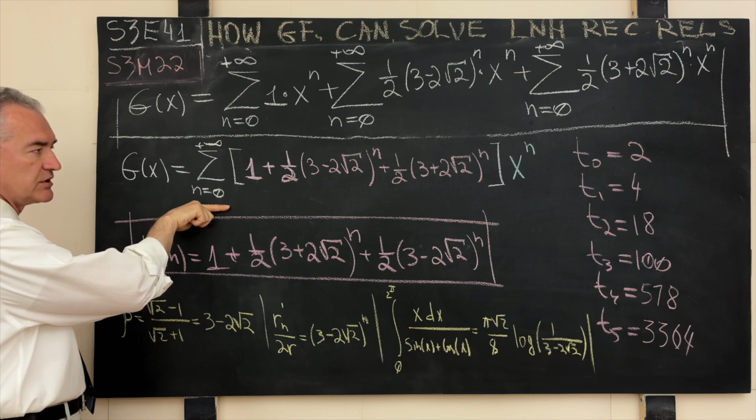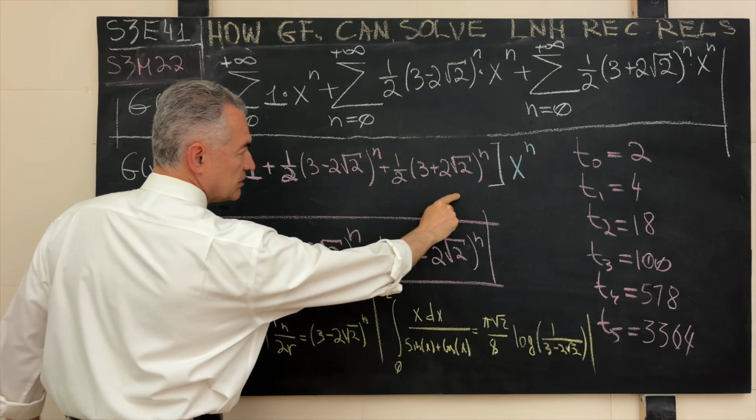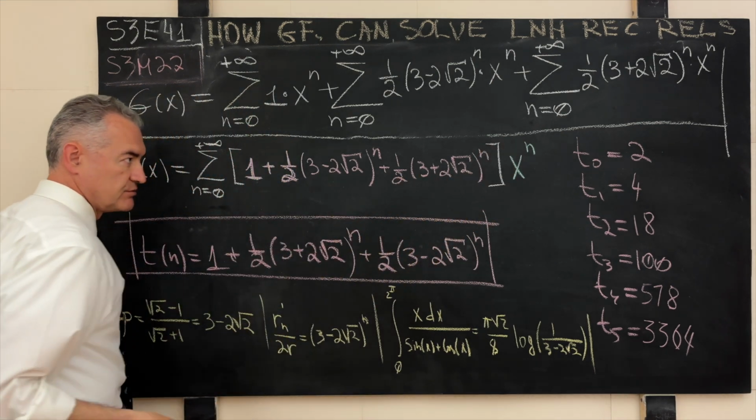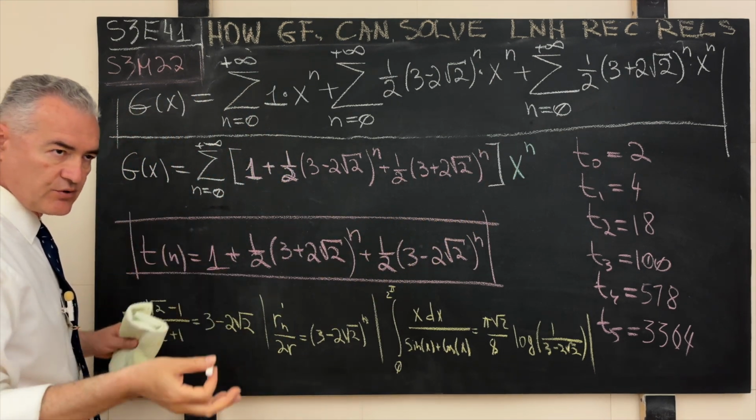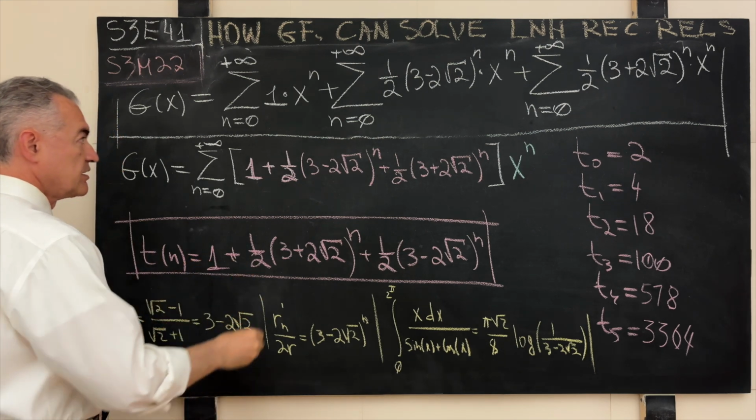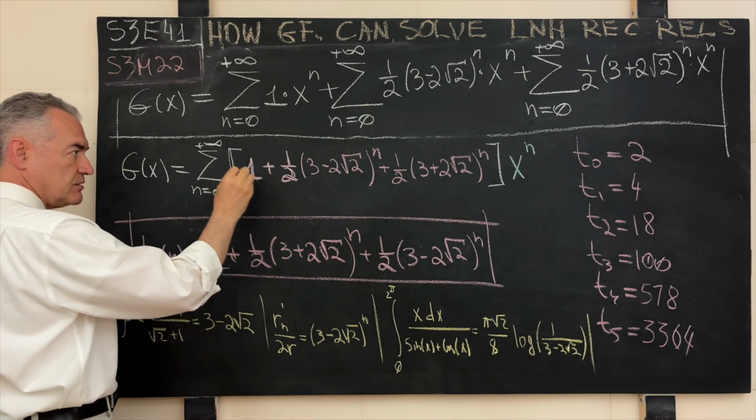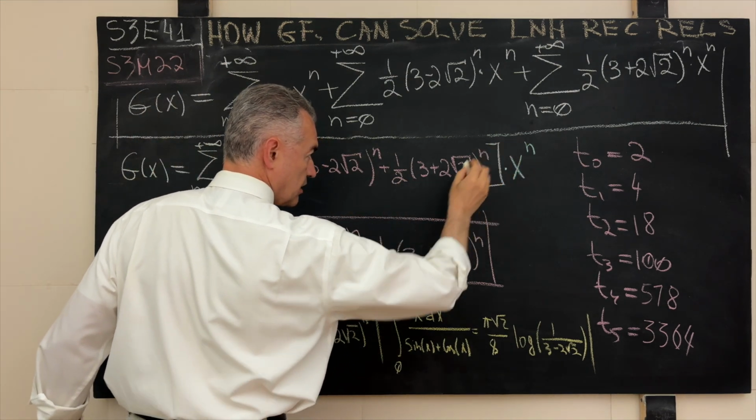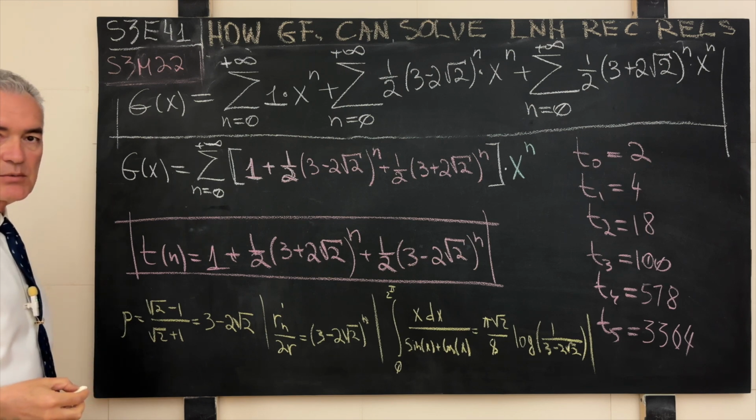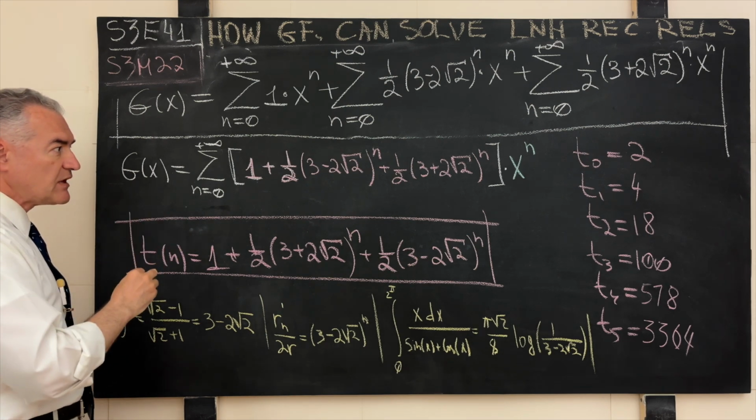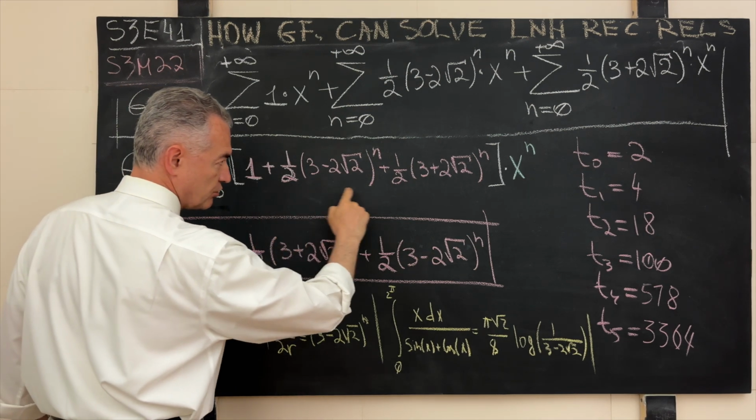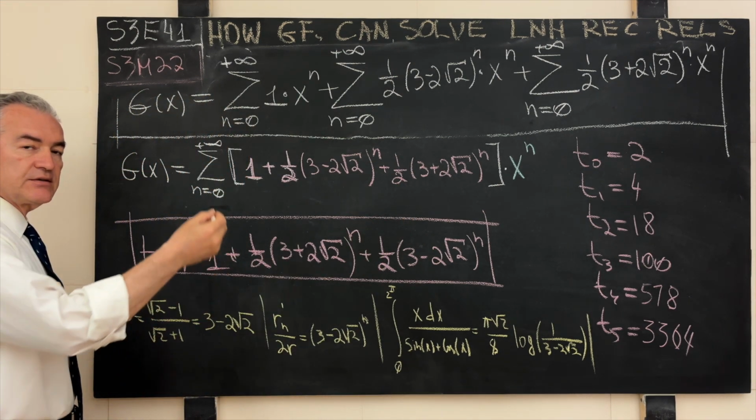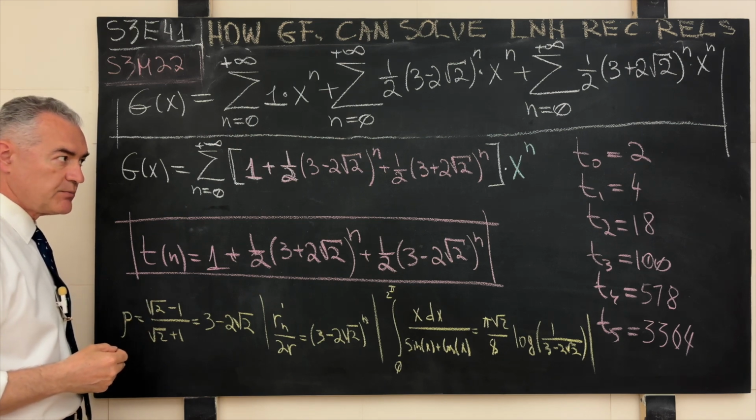I wrote suggestively the material in the middle in square brackets, and square brackets do not carry any other meaning. This is not a floor, this is not a ceiling, nothing like that. This is just a visual candy to separate the material in front of x and the independent variable x by itself. And we see that since I wrote it in red, this is precisely the idea that I put forward at the beginning of this episode.